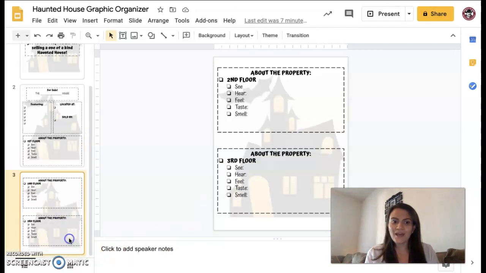You're also going to head to slide 3 today, where you will be doing the exact same thing for the second and the third floor. Make sure you're being as creative as you possibly can, and you're really making your property listing as enticing as it can be. You want your haunted house to be the #1 seller on the block.